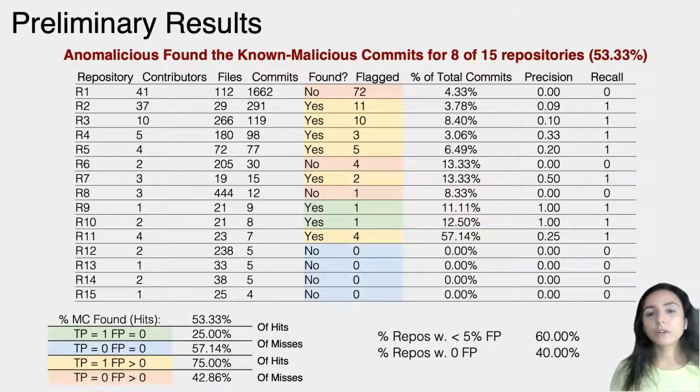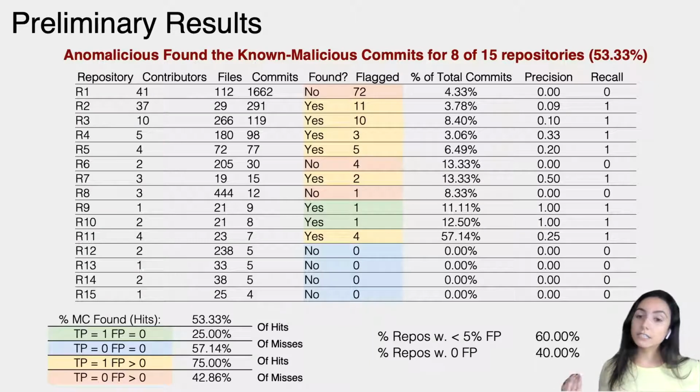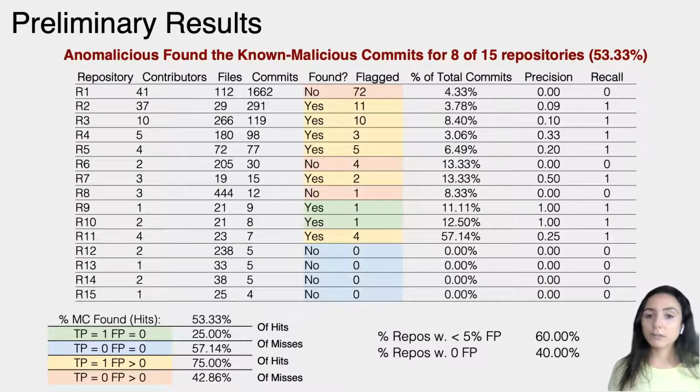So this table here is showing how many commits were flagged and whether or not one of those commits was the malicious commit. A very small proportion of repository commits are flagged, even if they weren't malicious. So for 60% of the repositories, less than 5% of the commits were flagged that weren't malicious, and for the other 40%, there were no extra commits flagged.